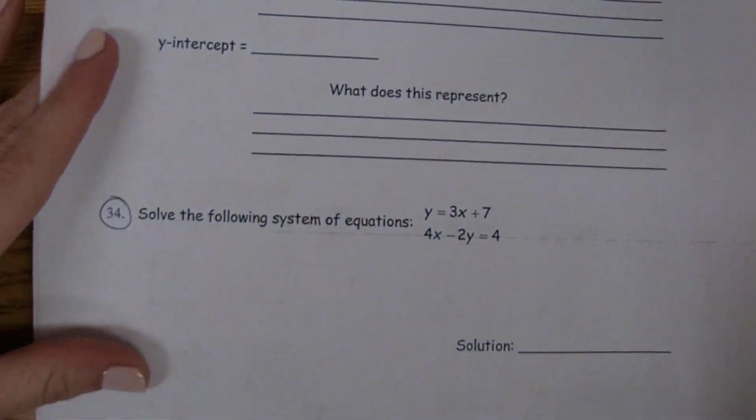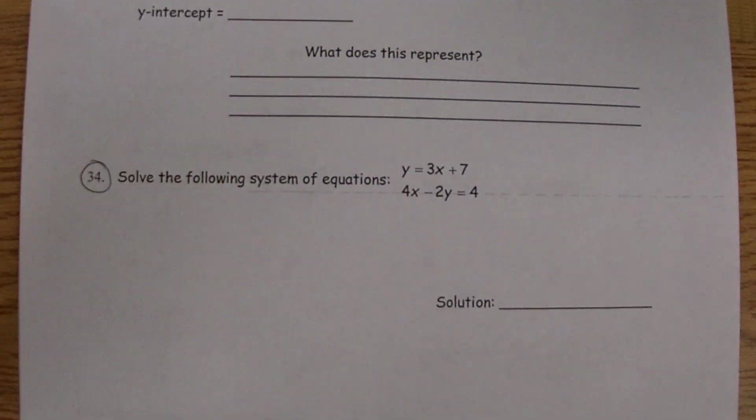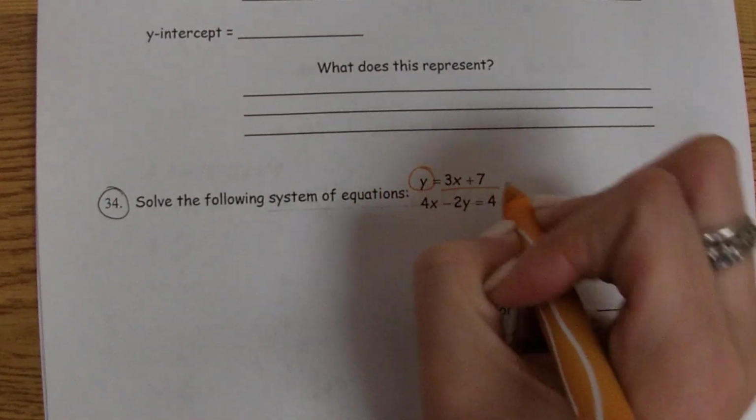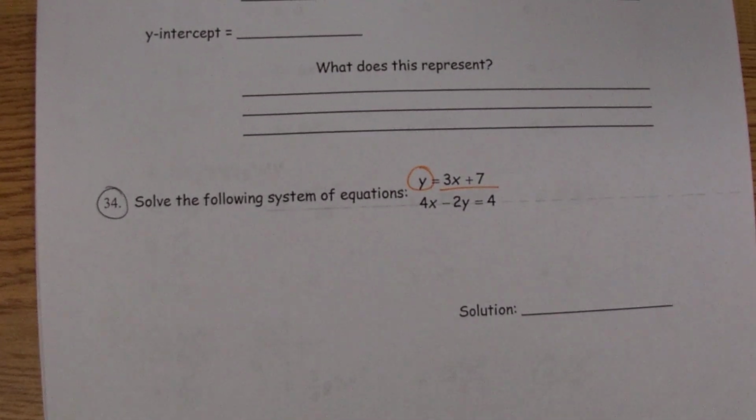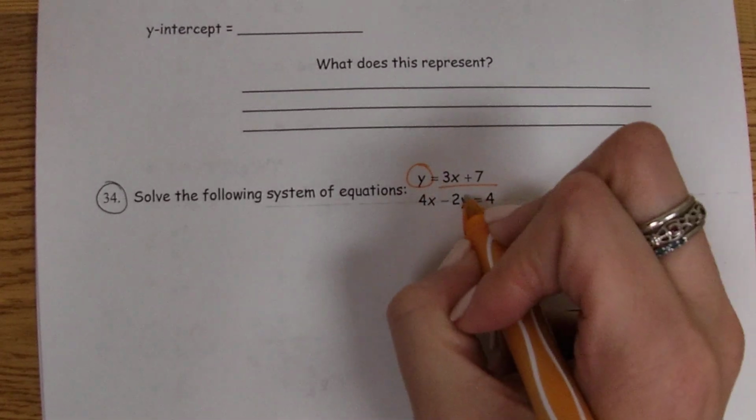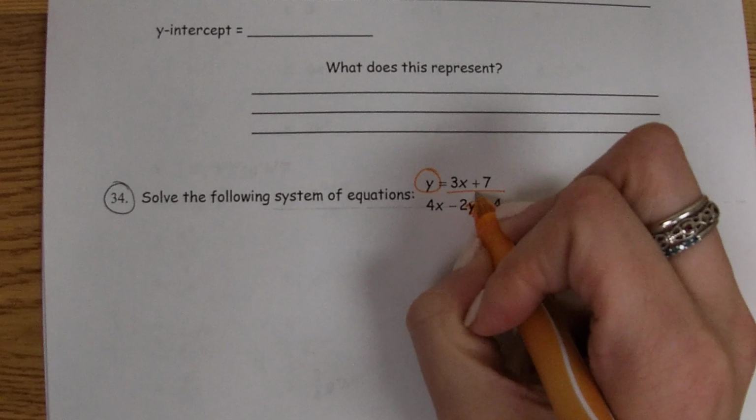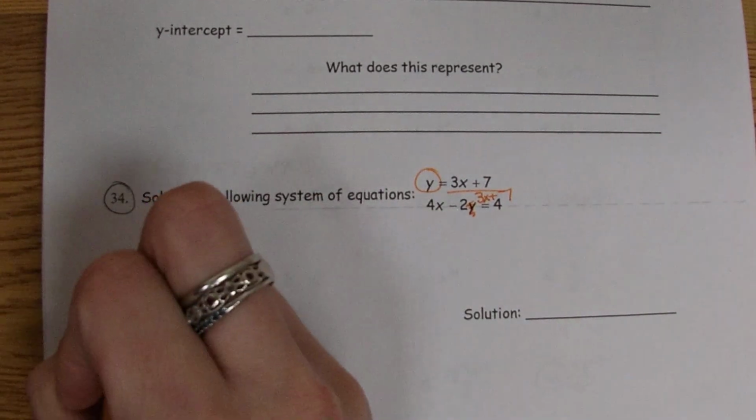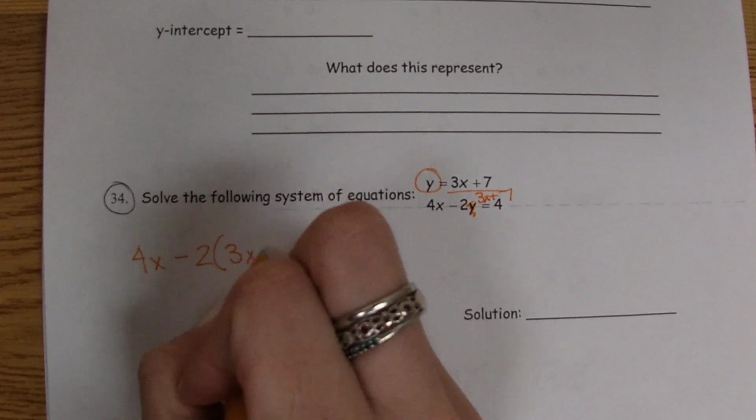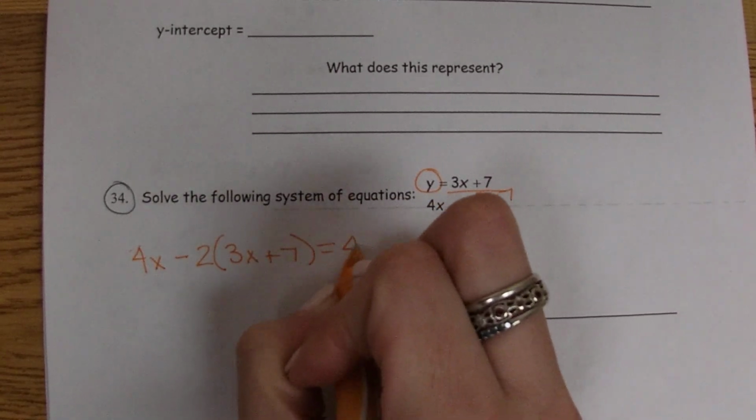Okay, last one that I'm going to show you all the work for here if you want the big major ones. Okay, number 34, we're solving a system. I would choose substitution on this because it says y equals, right? So we're circling the y and underlining the 3x plus 7. In place of the y, I'm going to put 3x plus 7. So I now have an equation that says 4x minus 2, and then in parentheses, 3x plus 7 equals 4.